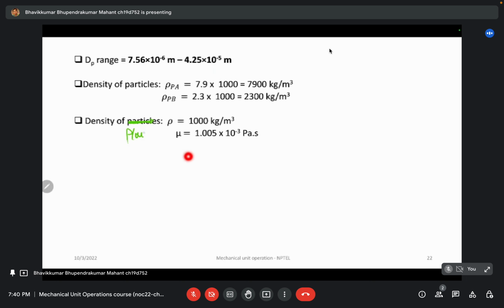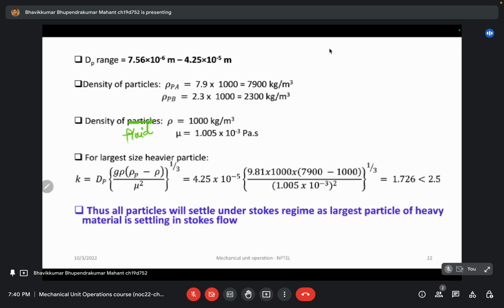This is again the fluid. So this is the same mistake. If you copy-paste the slides from first to last, you will make the same mistakes in all the slides, so obviously you don't need to bother about all these things. And for density of particles, you need to consider the density of the fluid you have. Then you have to find the value of K, which is definitely below 2.5, which is under our Stokes regime. The whole process is done.